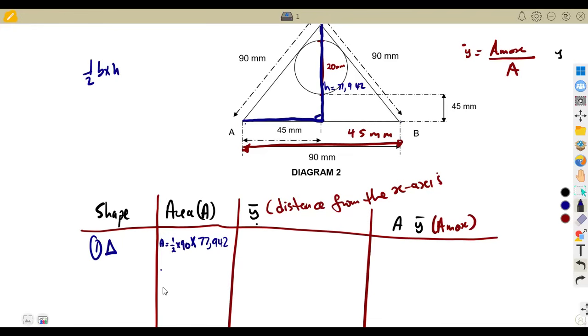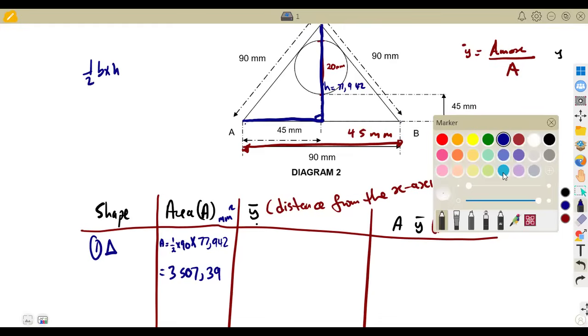So you are going to obtain the area of the given triangle. Remember our area is in square millimeters. These are millimeters. So that is going to be 3,507.39 in square millimeters. Then the distance now from the x-axis, which is our y bar in this case.